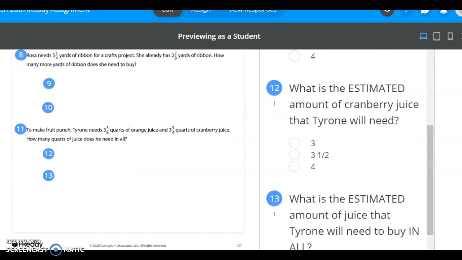And then the same for number 11. How to make fruit punch. Tyrone needs 3 3/8 quarts of orange juice and 3 3/4 quarts of cranberry juice. How many quarts of juice does he need in all?